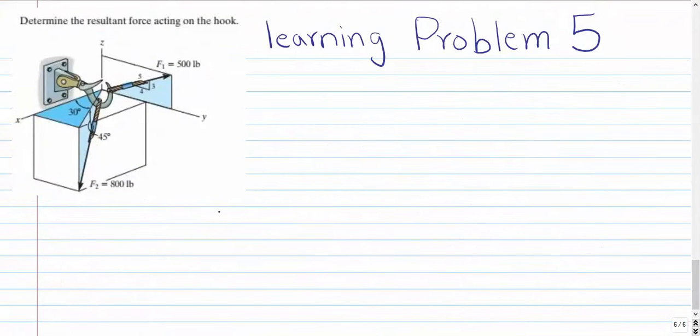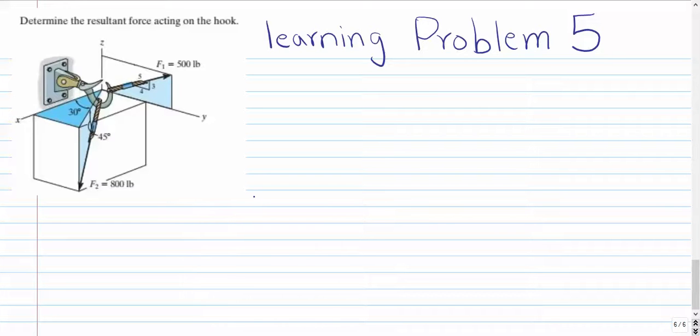So this problem asks us to find the resultant force. It doesn't specify anything else. Like, it doesn't say that we have to give exactly the magnitude of the resultant force. So we can give the answer in the Cartesian notation, and that is what we are going to do in this question. So let's begin.